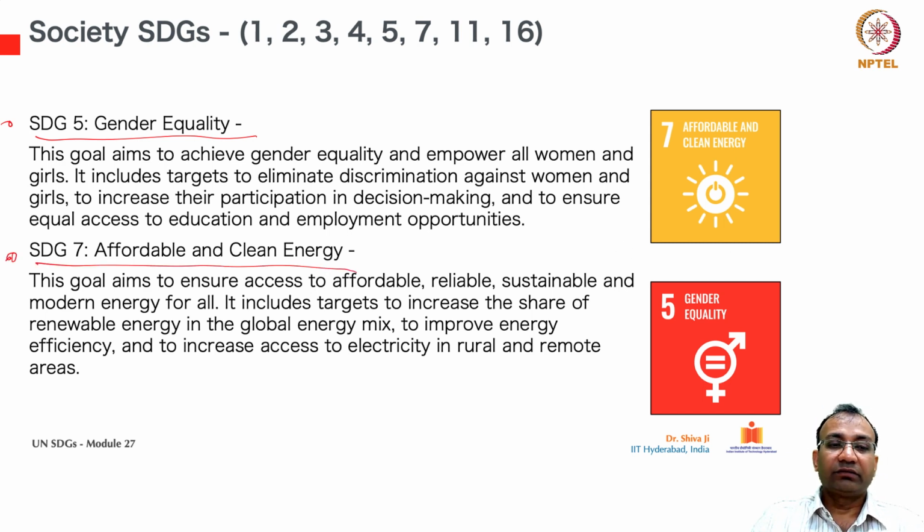Next we have SDG 7, affordable and clean energy. This goal aims to ensure access to affordable, reliable, sustainable and modern energy for all. It includes targets to increase the share of renewable energy in the global energy mix, to improve energy efficiency, and to increase access to electricity in rural and remote areas.